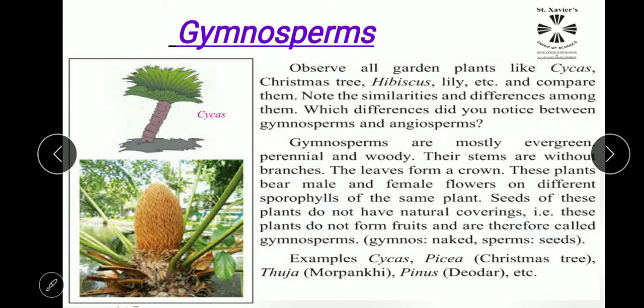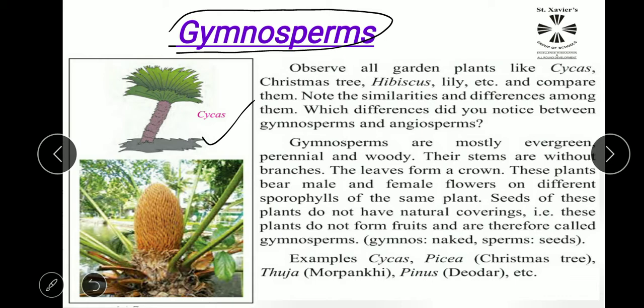Students, let us start with gymnosperm first. Pictures are shown here; the cycas picture is shown. When we talk about gymnosperm, observe all garden plants like cycas, Christmas tree, hibiscus, lily, etc., and compare them. Note the similarities and differences among them. We will find there are some similarities and some differences. Which differences did you notice between gymnosperm and angiosperm? Let us see which similarities and differences there are.